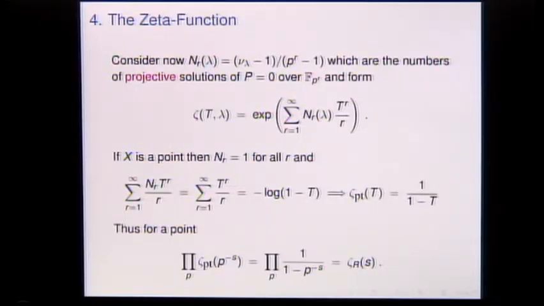This zeta function gives you the Riemann zeta function when your space is a point, right? Take N_r equals 1 for all r, then this sum here gives you this logarithm, minus log of 1 minus t. So the zeta function of a point, if you like, is 1 over 1 minus t. And then if you substitute t for p to the minus s and you take the product over all the primes, then you get this object that has been the subject of many talks here, right? So okay.